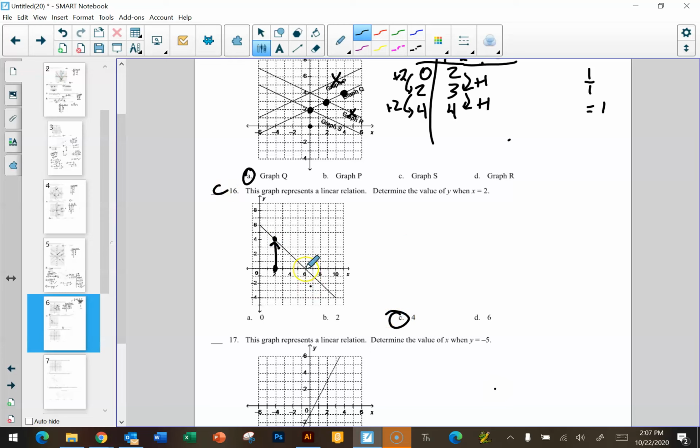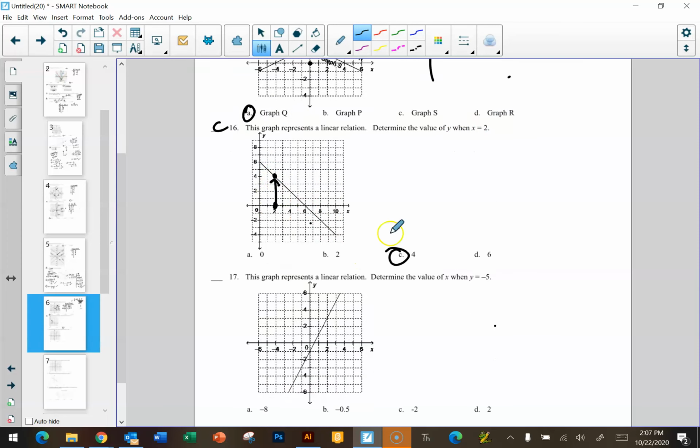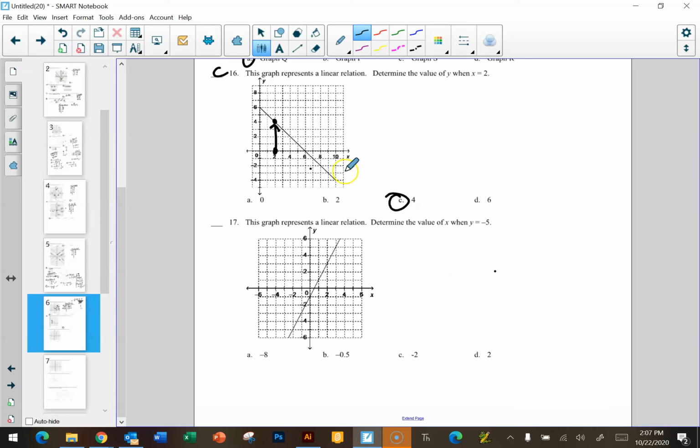If they give you a line, and they give you either the x or the y, you can find out what the other value is going to be. They could have given us y on this one, and we would have been able to find the x too. So you can go backwards or forwards, as long as they give you the line and one of those values.